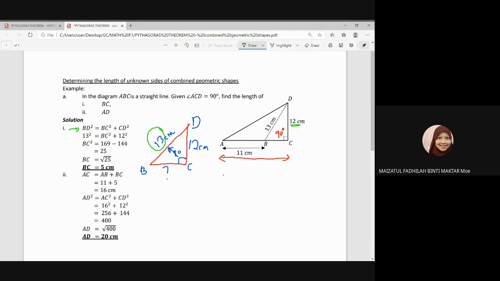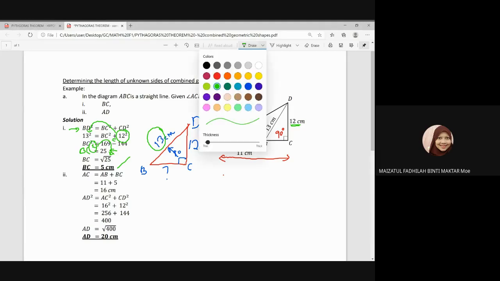Okay, how does it become like this? Because 12 squared is brought to the other side, it becomes minus, because this is a plus. When brought to the other side, it becomes minus. So 169 minus 144, you will get 25. But this value is for BC squared, and you need to find BC only. The power of 2 brought to the other side becomes square root. So BC equals 5 cm. Okay, so we know BC is 5 cm.